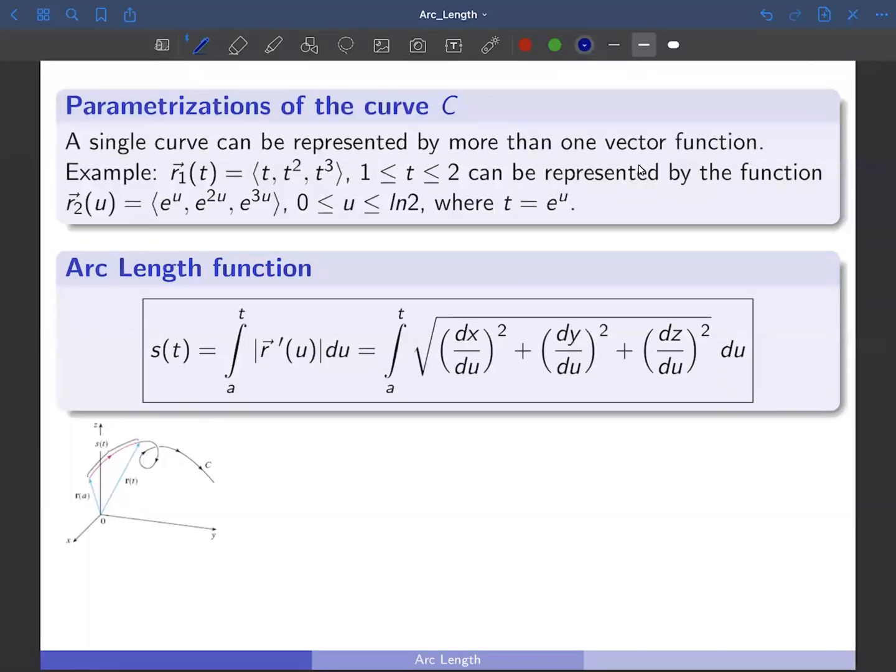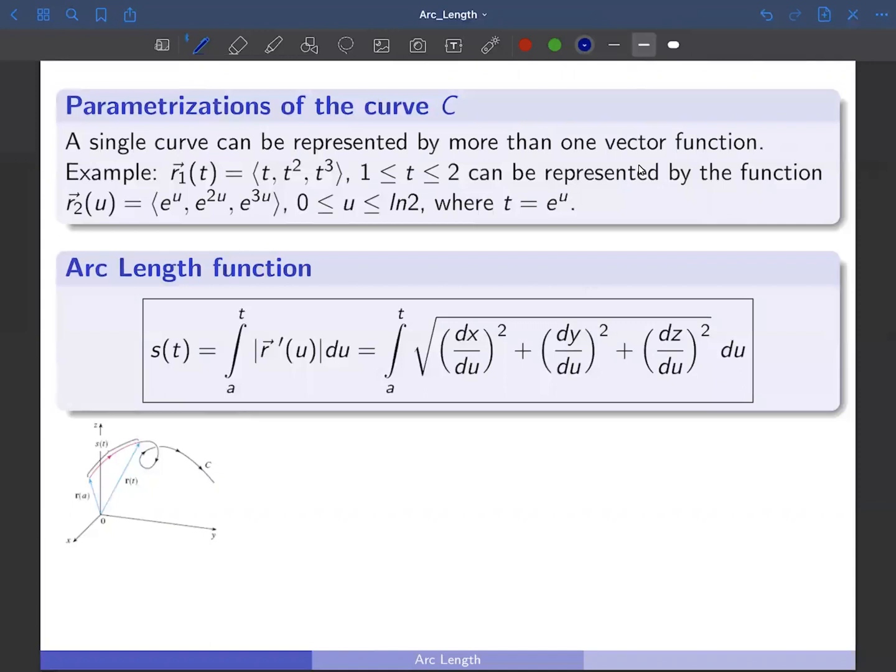In this section, we'll define the arc length function. One thing that we should keep in mind is that for every curve in space, we don't have just one parameterization of that curve. So every curve in space can be represented by more than one vector function. For example, if we have a space curve that is represented by the vector function r1 of t equal to the vector with components t squared and t cubed, where 1 is less or equal to t less or equal to 2.